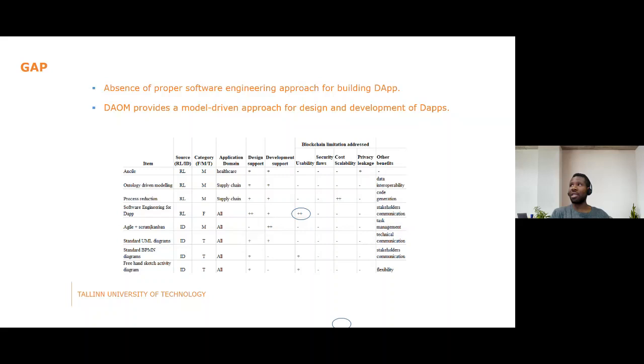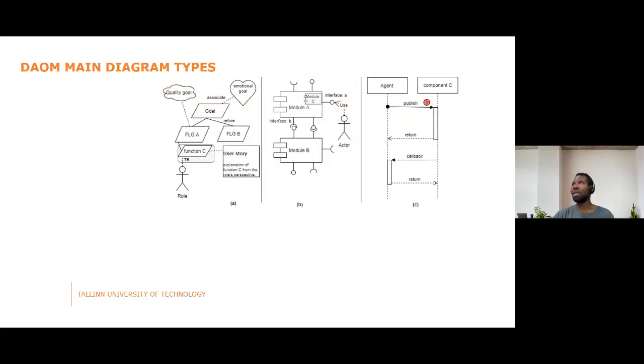Another thing that we also want to solve is cost scalability, because if you build your DApp and everything is on-chain, you have a problem where the cost may be too much. So we also want to solve this problem by using a model-driven approach. And then lastly, we also want to provide design and development support for developers using our user stories and these kinds of things.